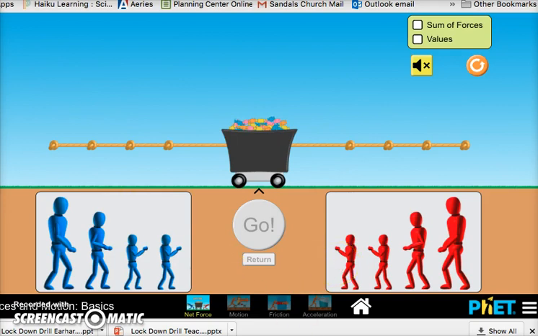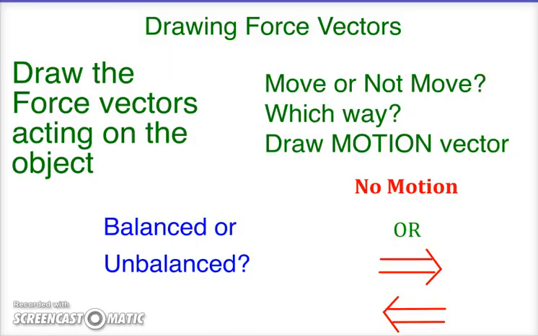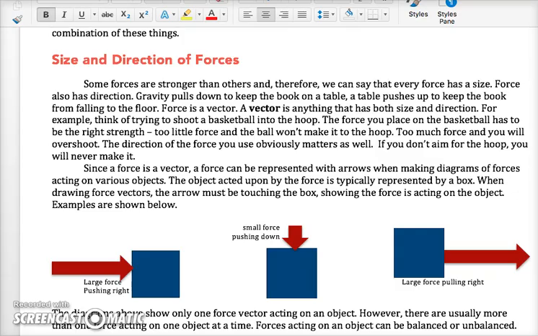One of the things that we're going to be doing as we review this activity is learning how to draw force vectors. If you remember from the article, or maybe you need to go back, a vector is anything that has both size and direction. So let me give some clarity to that for those of you that were still a little bit confused.